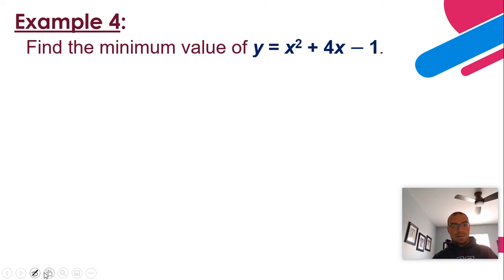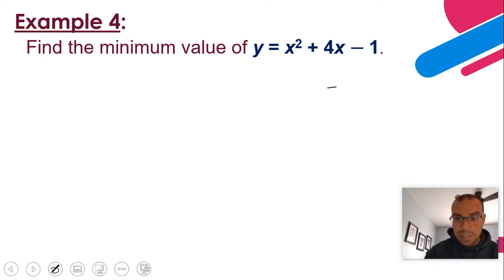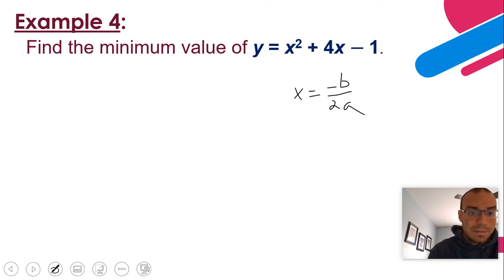Let's look at this one. Find the minimum value of y equals x squared plus 4x minus 1. Well, we know the minimum value we can get by taking negative b over 2a. That'll get us our x value, the minimum value. And then I could substitute that value in to get the y value.